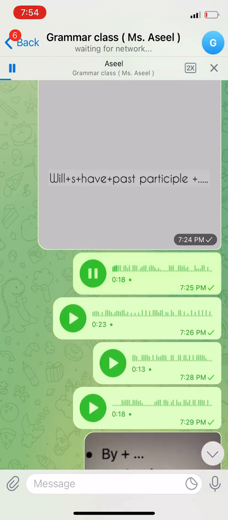The structure of the future perfect tense in question form: will plus S, which is the subject, plus have plus past participle. The example is, will you have written me a letter? Will you have written me a letter?